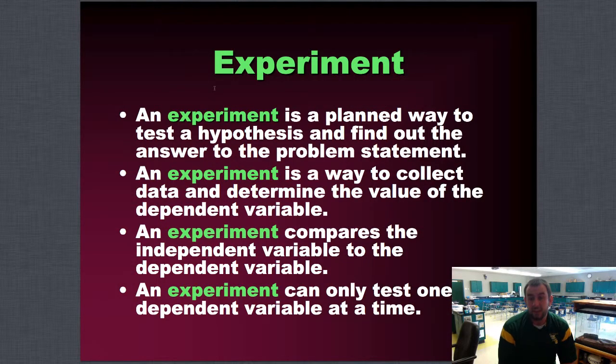Now comes our experiment. The experiment has to do a couple of things. Number one, it has to test the hypothesis to figure out if your answer or your educated guess was right to the problem statement or problem question. It also has to have a way of collecting data and values of the dependent variable. It also has to compare those two variables, independent, the drop height, and the bounce height, the dependent. And also, the experiment can only test one variable at a time. Like, I don't want to drop it with force. That would be force plus dropping at the same time, those two different variables. So you only want to do one variable at a time when you're looking at an experiment.